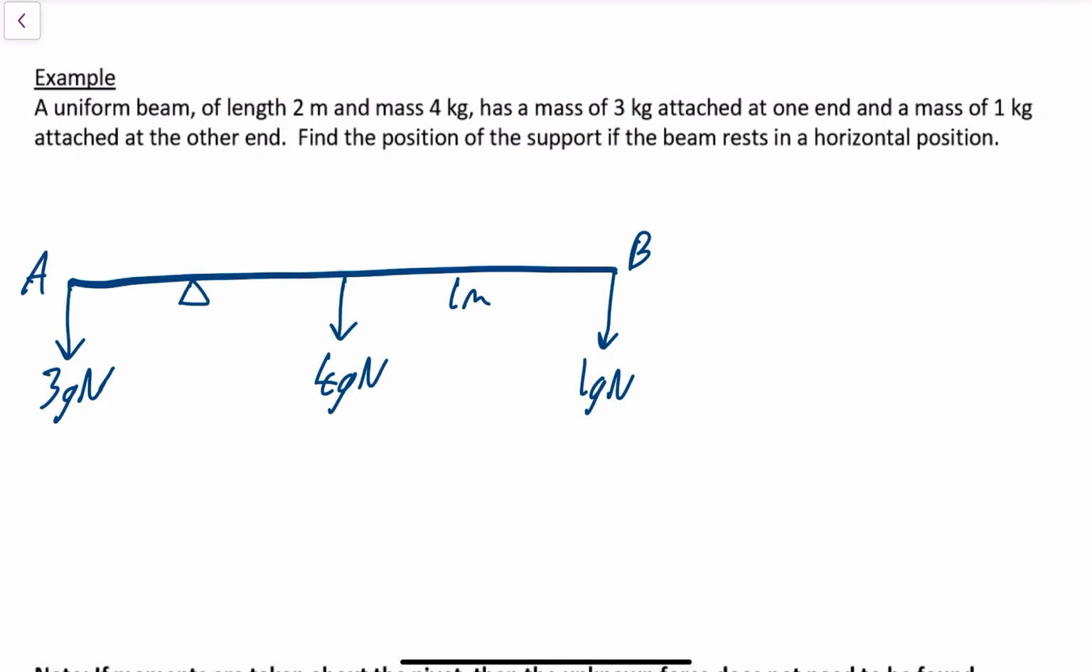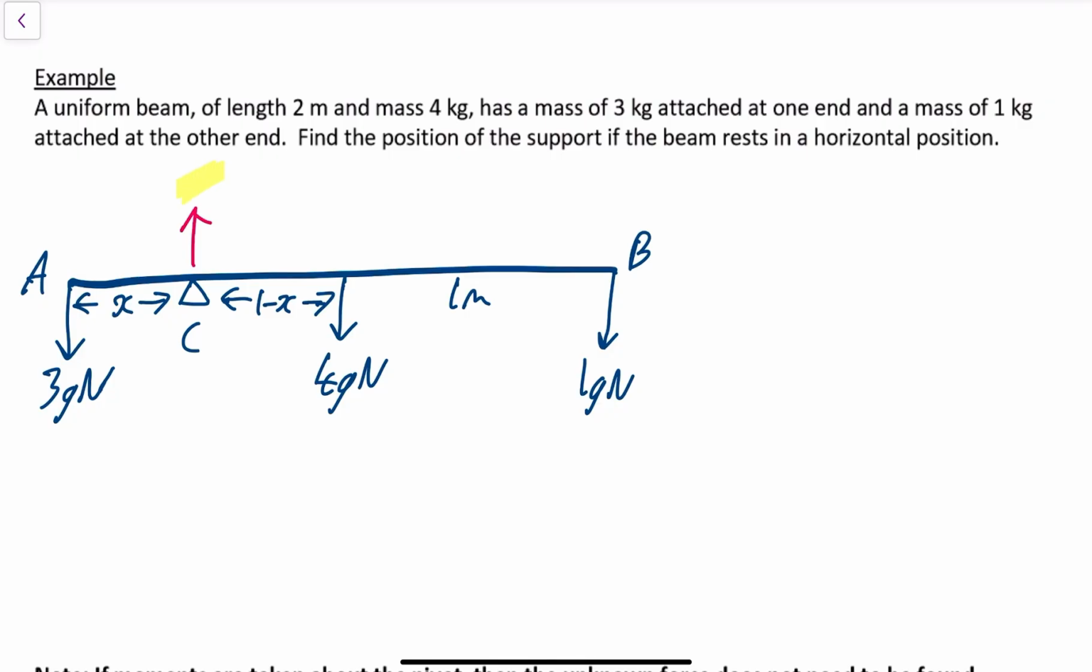And find the position of the support if the beam rests in horizontal. I'm going to call that point C. And I'm going to let this distance here be x, which means this distance from here to here is going to be 1 minus x. Okay. Now there is a force here. I'm even reluctant to put it on. There is some sort of force going up here. We don't really need to find it because what we're going to do is we're going to take moments about the point C, and then we can just do the clockwise equals the anti-clockwise.